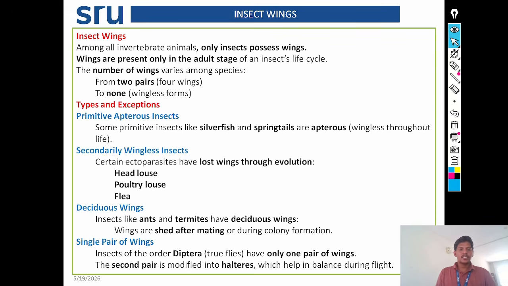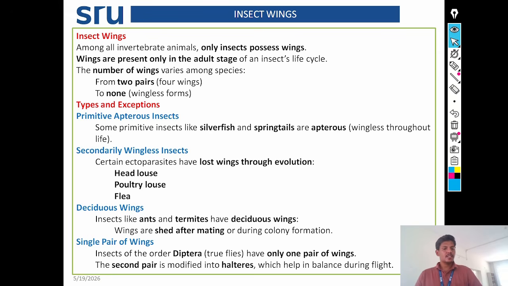Primitively apterous insects. Some primitive insects like silverfish and springtail are apterous, wingless throughout their life. Secondarily wingless insects. Ectoparasites like head louse, poultry louse and fleas lost their wings through the evolution process. Therefore, they are secondarily wingless.